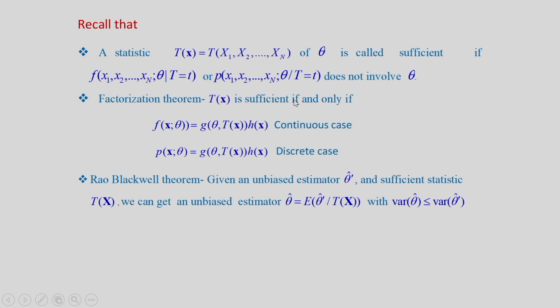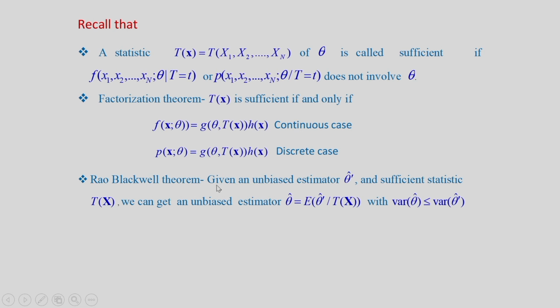T(x) is sufficient if and only if the joint PDF as a function of theta can be factorized into two factors. One factor g is a function of theta and T(x), and the other factor h(x) is a non-zero function of x1, x2 up to xn only. The same can be written in the discrete case also. In that case, the probability mass function as a function of theta is the product of these two factors.